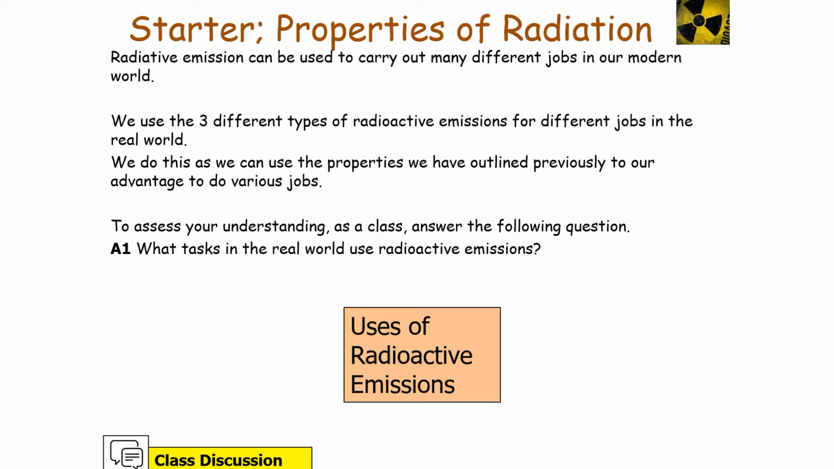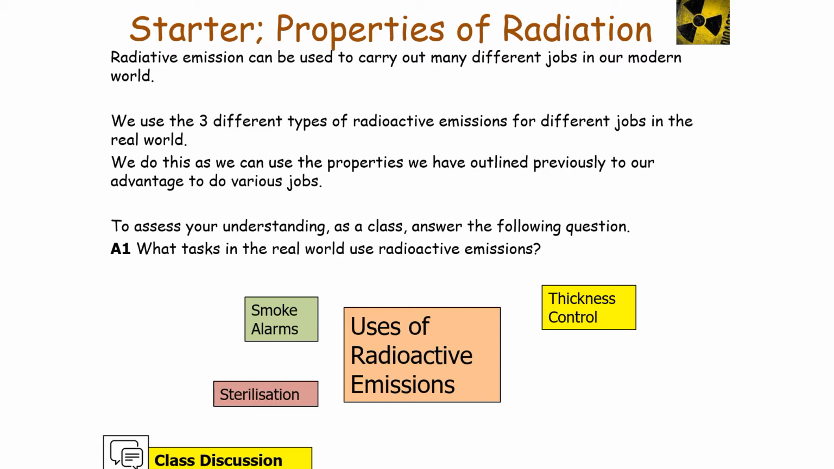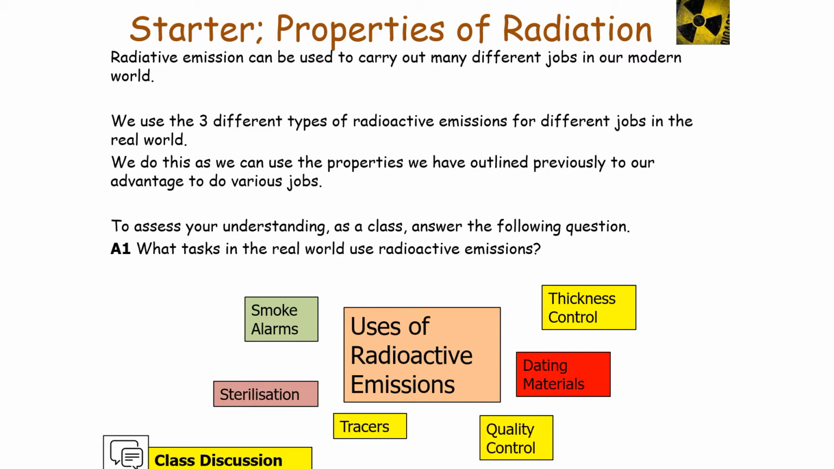Now, radioactive emissions can be used to carry out many different jobs in our modern world, and we use the three different types of radioactive emissions for different jobs in the real world. We do this as we can use the properties of radioactive emissions which we've looked at before to our advantage to do various jobs. So different uses of radioactive emissions include smoke alarms, thickness control, sterilization, dating materials, tracers, and quality control.